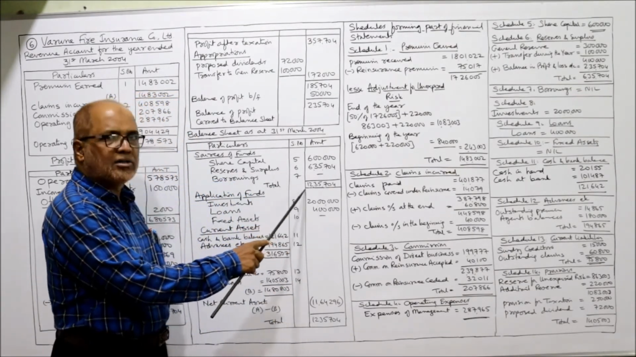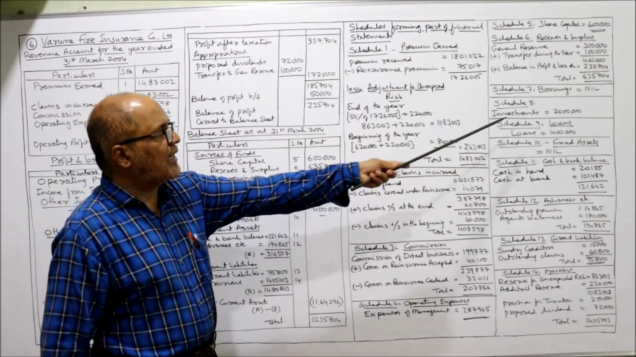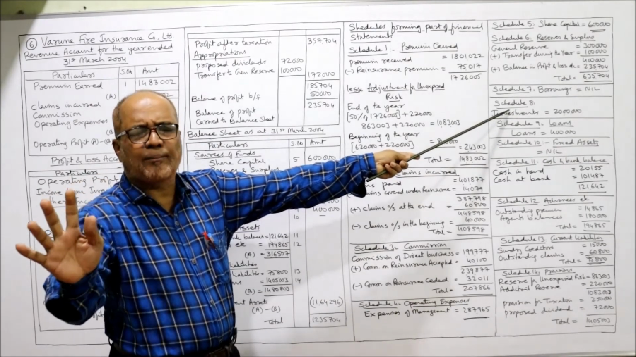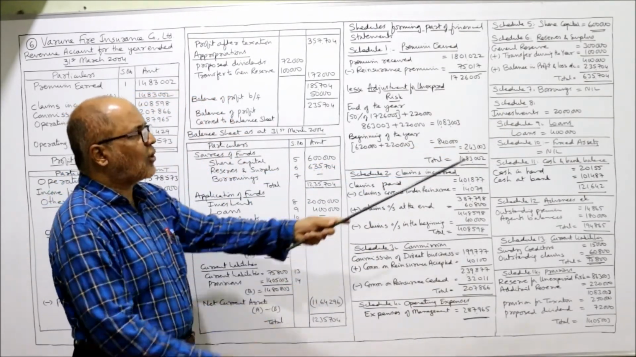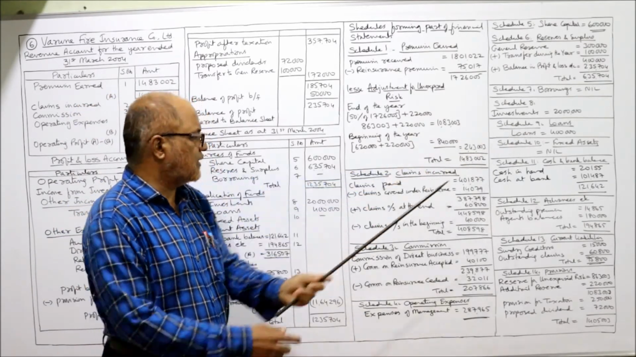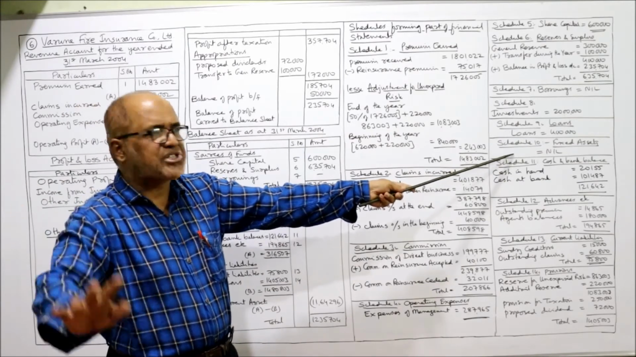Sources of funds we got. Now application of funds. Schedule number 8, investment 20 lakh. Directly given, no adjustment, nothing. Then schedule number 9, loans 4 lakh. Directly given, no adjustment. Then fixed assets, 10th schedule, nothing. No fixed assets are given.